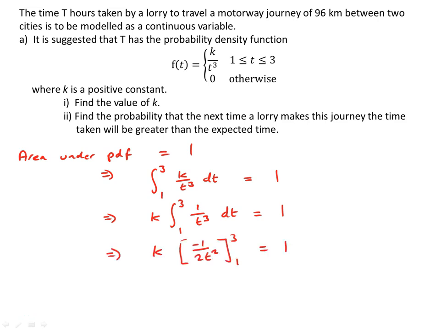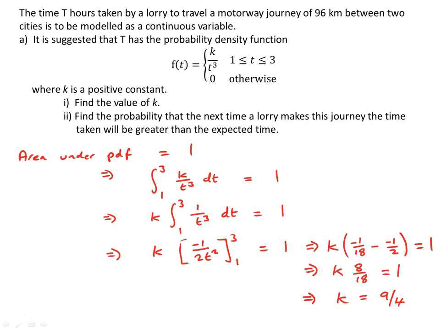Integrating now gives us this. And if we insert the limits of 3 and 1, we obtain k times minus 1/18 minus minus a half must equal 1. In other words, 8/18 of k must equal 1, so k must be 9 over 4. So we found the value of k.